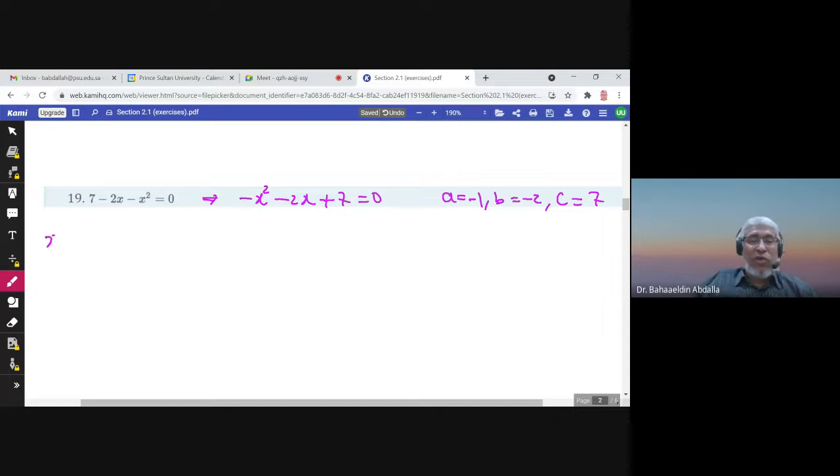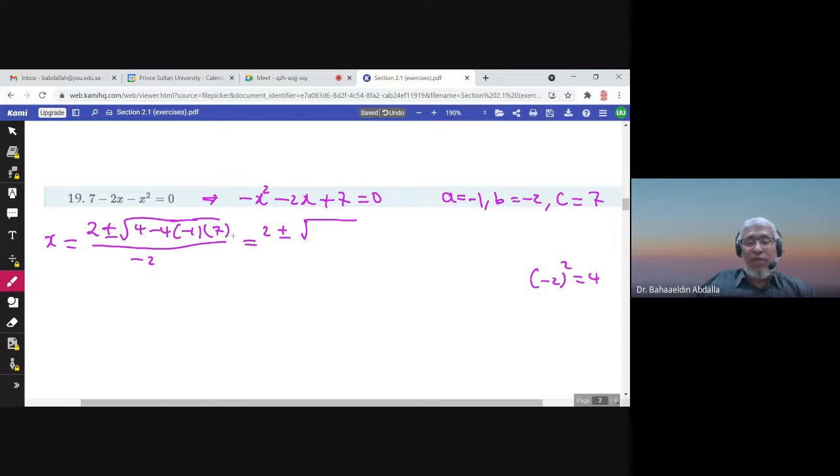All right, so use the quadratic formula. Negative B, which is 2, plus or minus square root of B squared. B squared is 4 because negative 2 to the power 2 is 4, minus 4 times A, which is negative 1, times C, which is 7, over 2 times negative 1, which is negative 2. So it's 2 plus or minus square root of. Now, minus 4 times minus 1 is 4 times 7 is 28. So actually it is 4 plus 28, over negative 2.